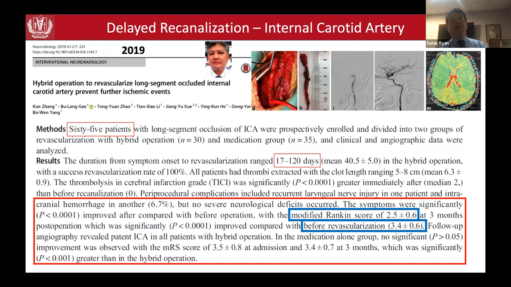In China, normally they do surgery and then bye-bye. They don't see patients anymore. You are healed, right? Why do you need to come back to see me? So now I'm forcing them to do follow-ups. You can see the patients were 17 to 120 days after stroke. Some are kind of long. The ranking score improved from 3.4 to 2.5. Not great, yeah, but I think it's much better.